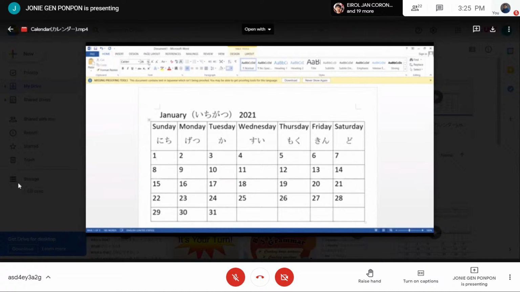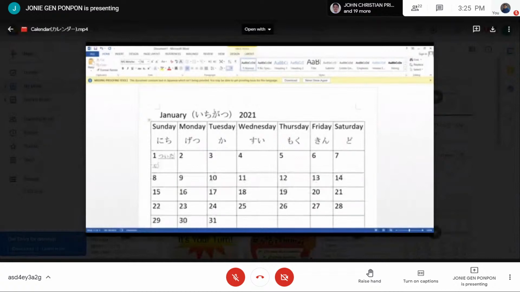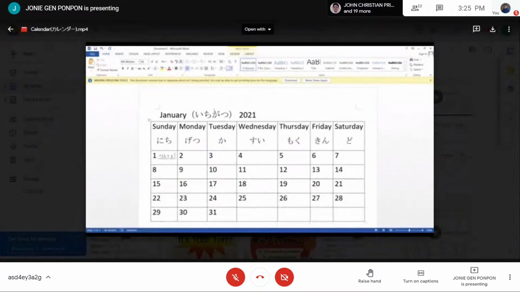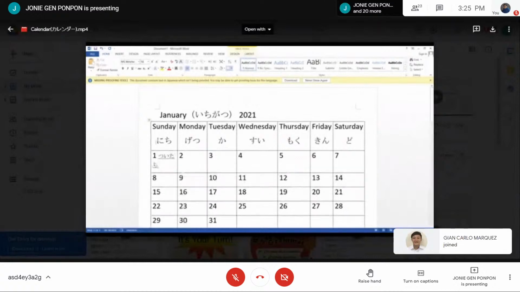I will make the text smaller so it fits. Let's have 11. No, it's very small. 18. Okay, let's see.